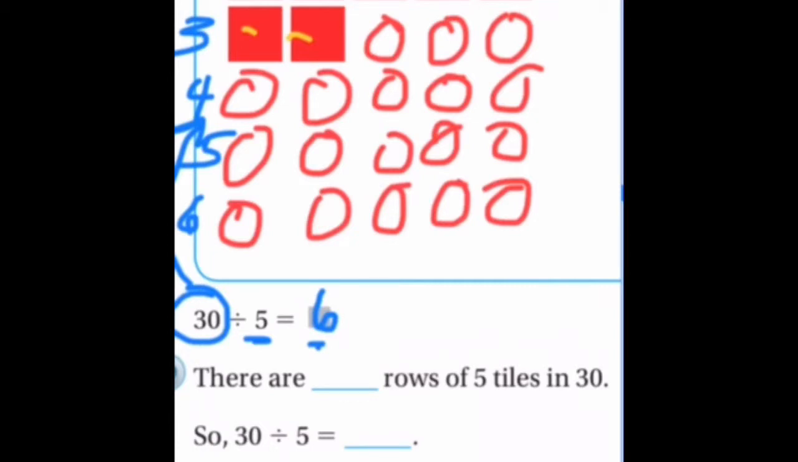Again, the total number of tiles divided by how many you have in the row tells you how many rows you have. So there are 6 rows of 5 tiles in 30. So 30 divided by 5 equals 6.